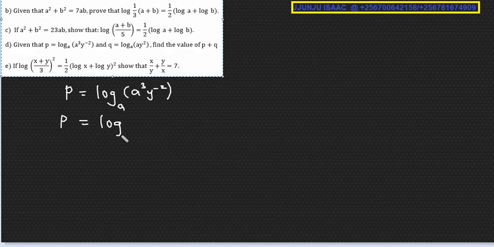We have given that P is equal to log base A of A cubed y to the power negative 2, and what is Q? Let us first simplify P. So P can as well be written as log of A cubed over y squared.